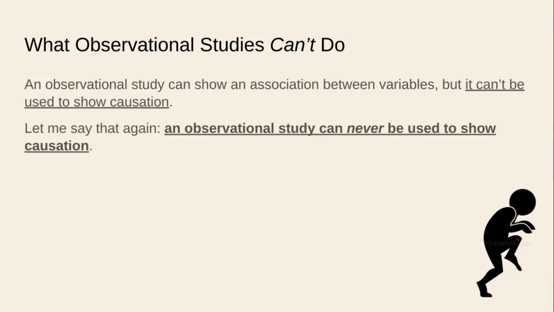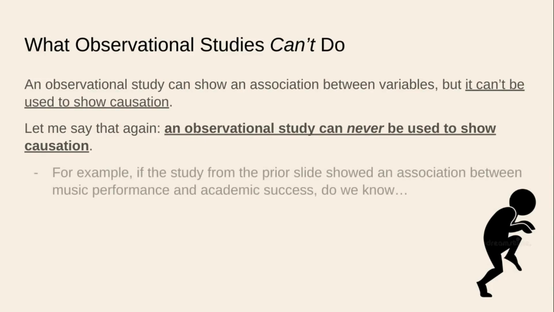So, just to be totally clear, an observational study can never be used to show causation. You cannot show cause and effect with observational studies. You cannot show that any variables directly influenced any other variables. Okay, we can only show that variables are associated. Why? We cannot say for certain.